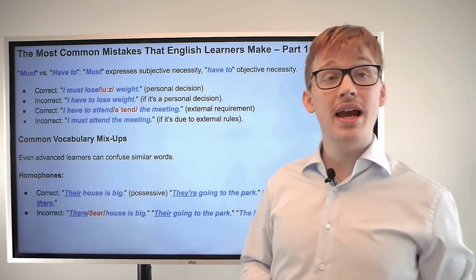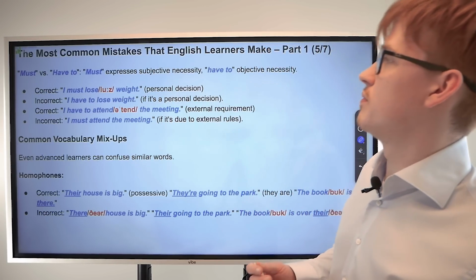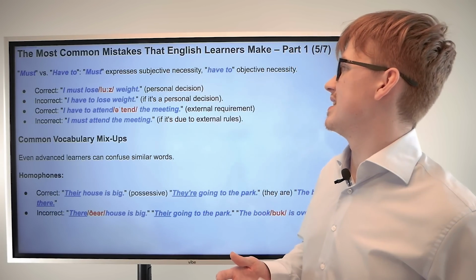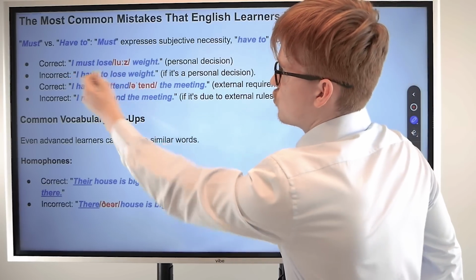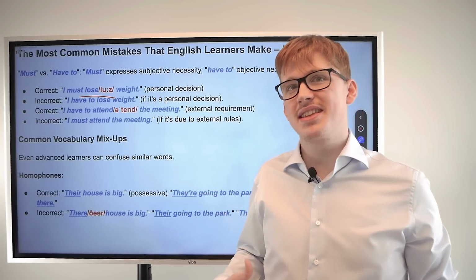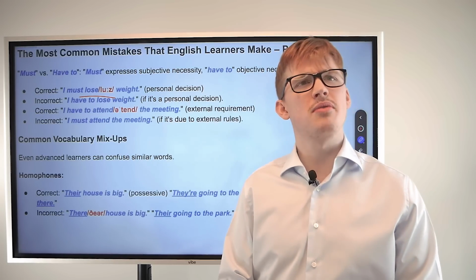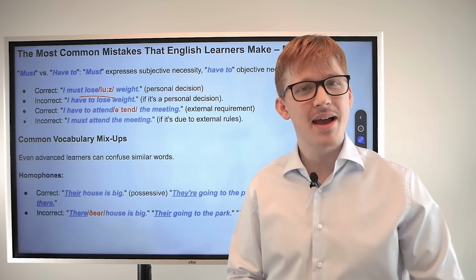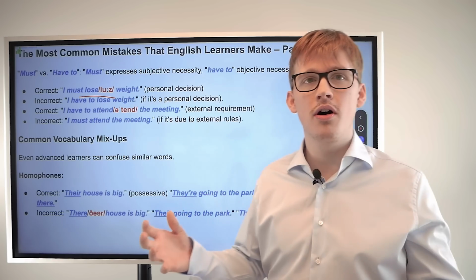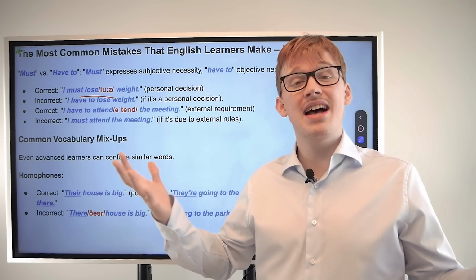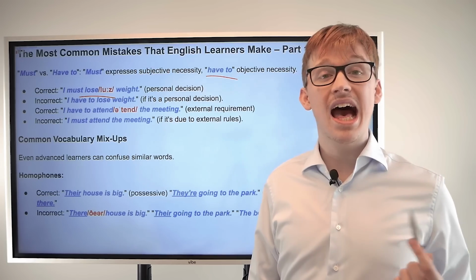Great. And here we have some other modal verbs: must and have to. What must expresses is subjective necessity. Something like I must lose weight. This is something that personally you've made that decision on. I must go to the shops tomorrow and buy myself something. You've decided that yourself. But when something has happened more externally and you need to do that, it comes from have to.